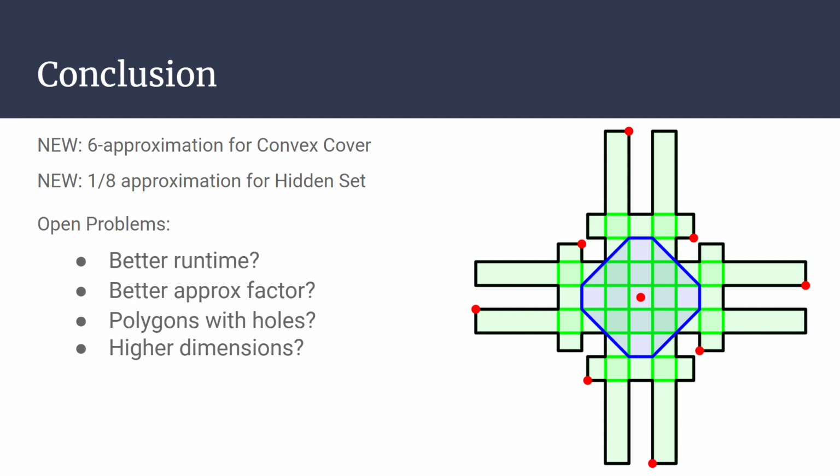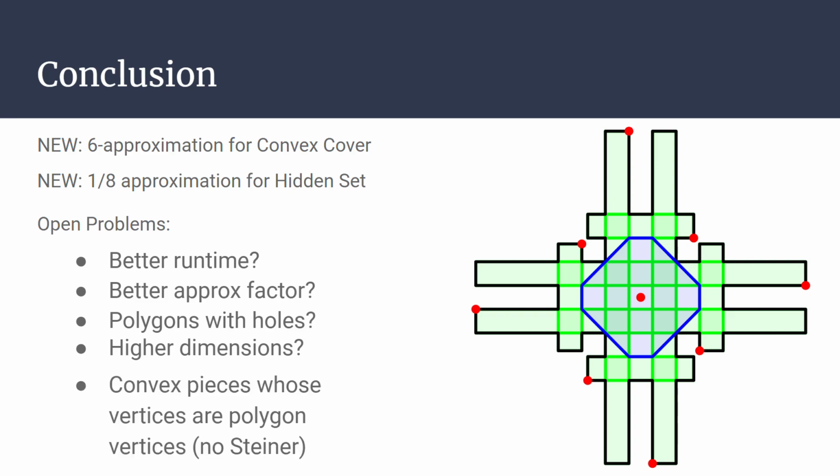Can we deal with higher dimensions? In this context, we've dealt with polygons, but could we possibly do convex polyhedra, for covering, say, general genus 0 polyhedra? Hidden set stays exactly the same: just finding a hidden set of points inside of this domain. Is it possible? Another interesting idea is looking at convex pieces where the vertices have to be polygon vertices, so no Steiner points. We use Steiner points for our triangles and also in our window partition. So could we possibly extend this?